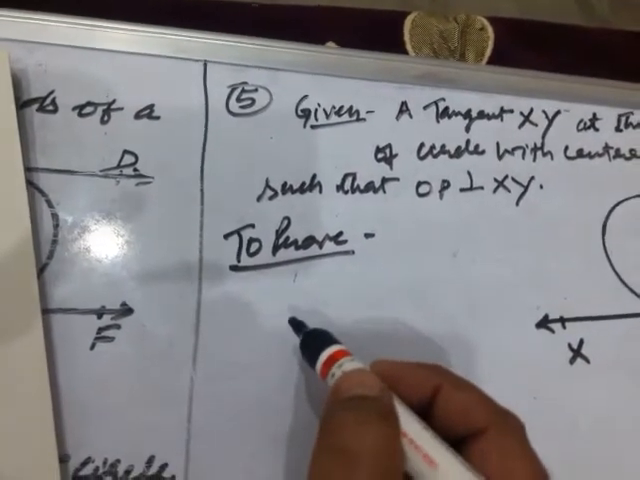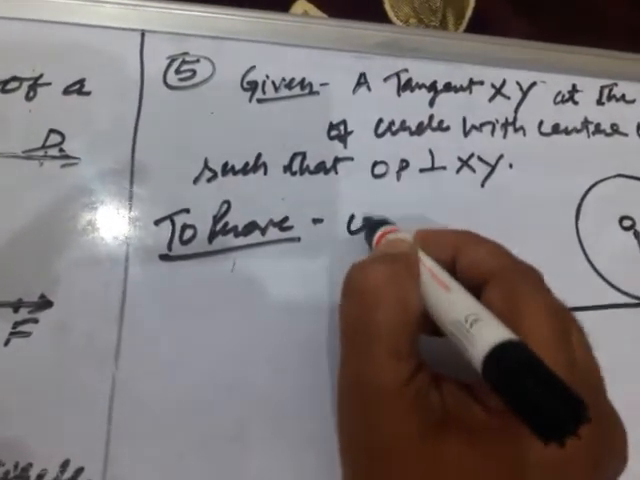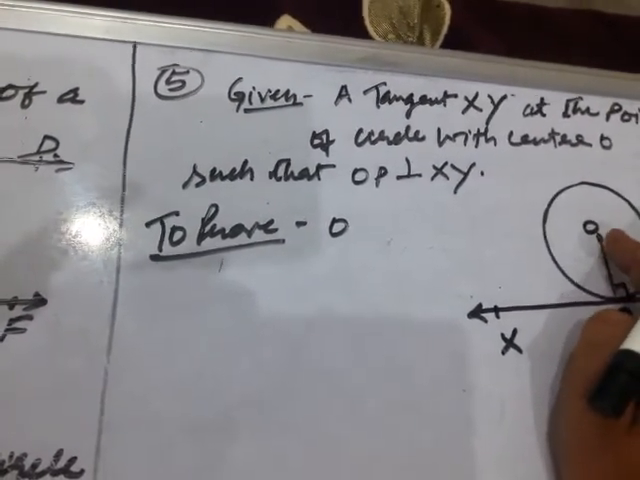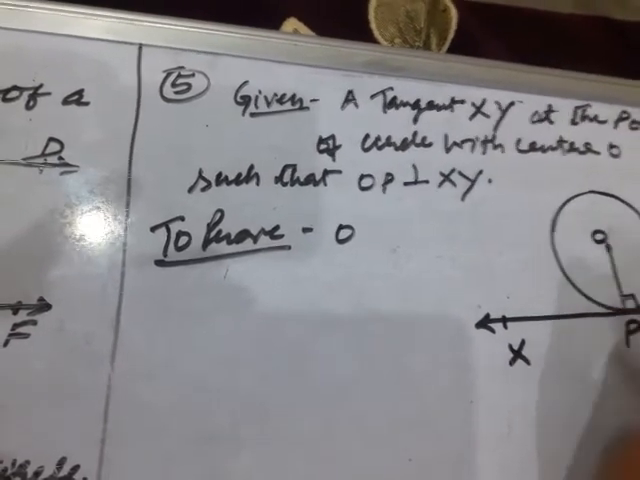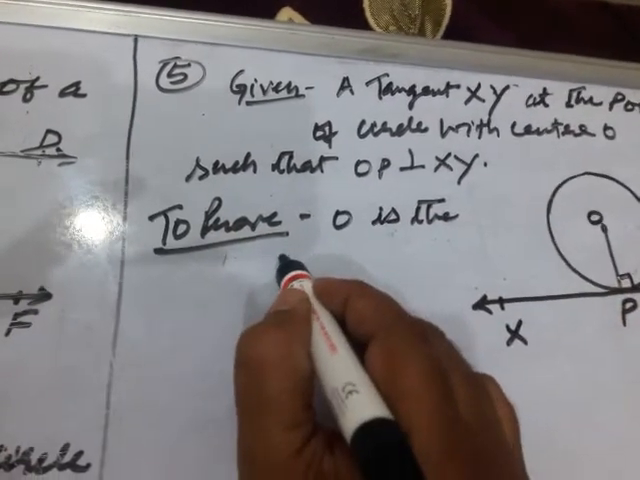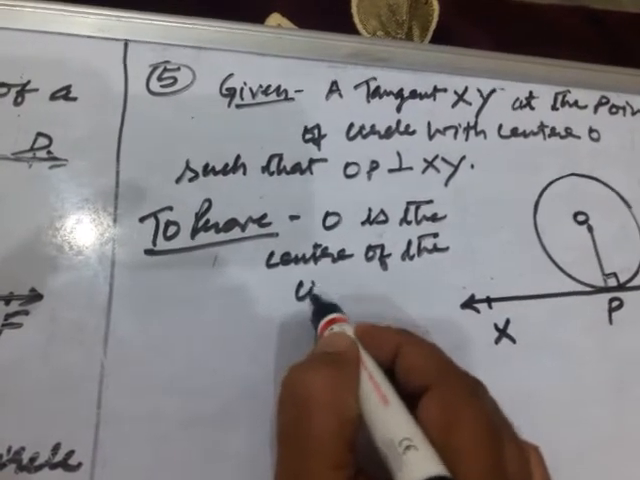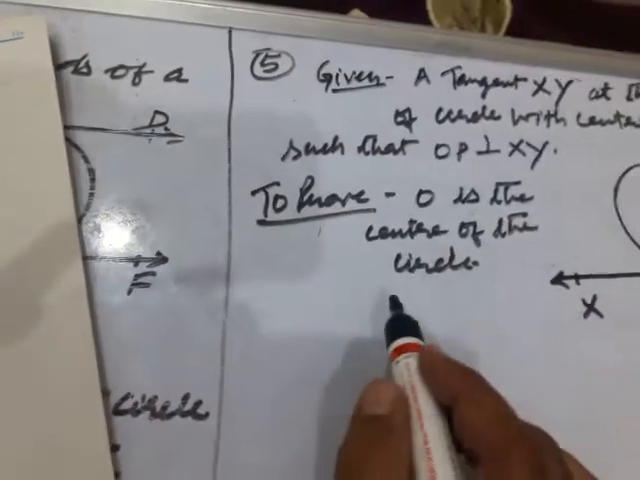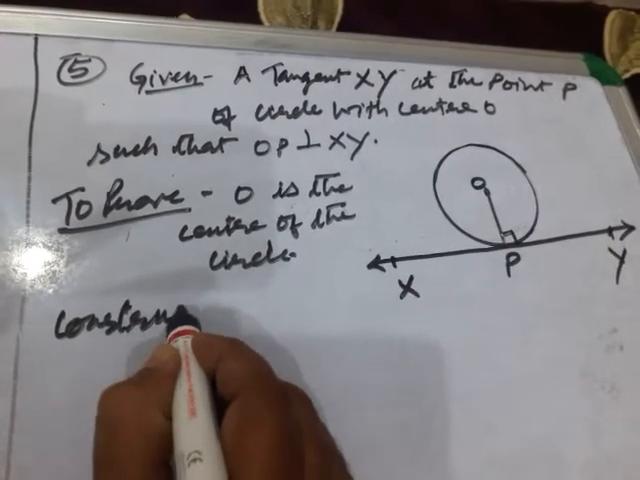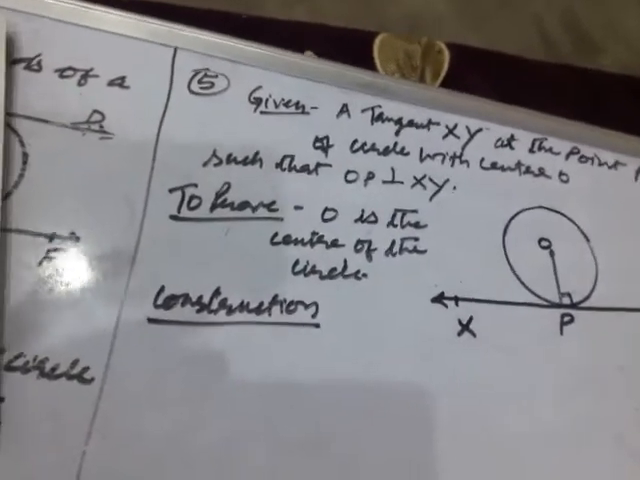What we have to prove, children? We have to prove that O is the center of the circle. If OP is perpendicular to XY, then this perpendicular is passing through the center. That we have to prove. That we all know, but we have to prove that O is the center of the circle. Okay children, now for proving this, some construction is required. We all know that O is the center of the circle, but we have to prove it.